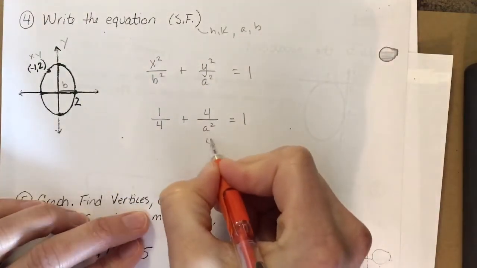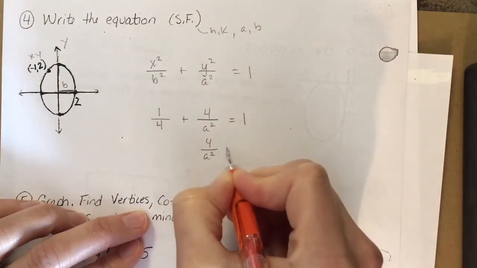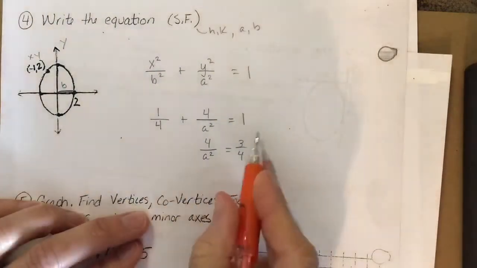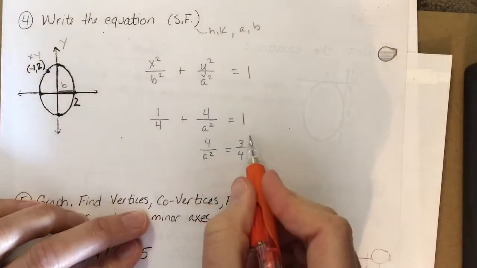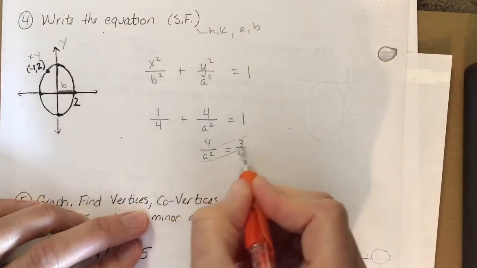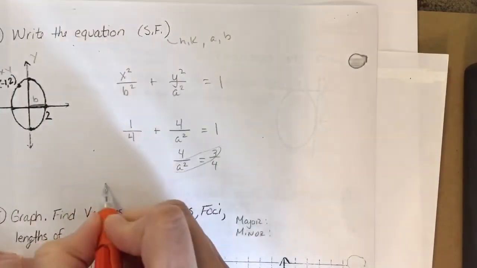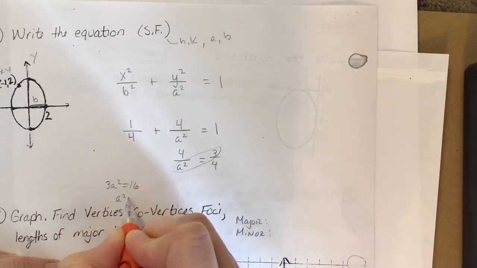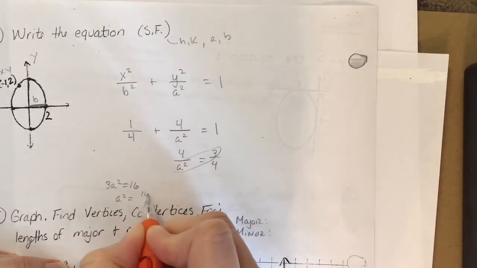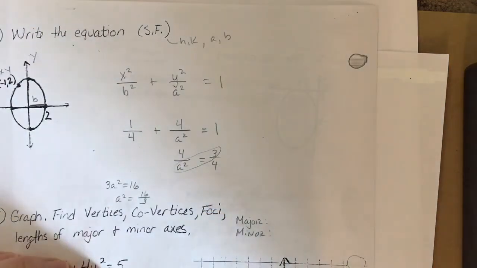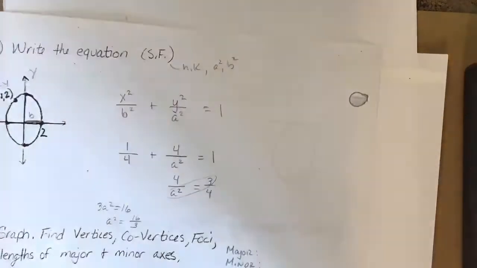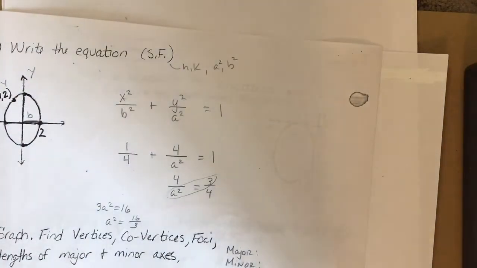What should we do? Well, I'll subtract 1/4 from both sides. You get 3/4. Then this is the little rational equation, we'll cross multiply. 3a squared equals 16. A squared equals 16 thirds. Now, I don't even have to find a. Beauty. I just actually need a squared and b squared. So I think we're ready to go.